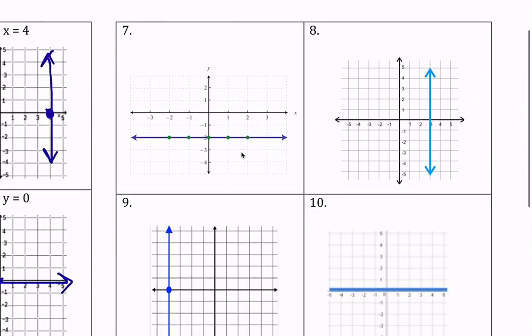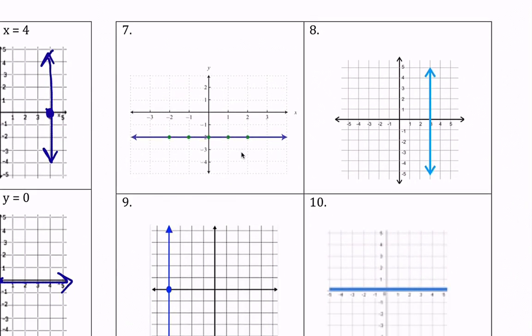Okay, so for problems 7 through 12, what we're going to do is write the equation. On number 7, I see a horizontal line, so I'm going to write HOY. So if I'm writing that equation, I'm going to write y equals, and then I have to look at where it crosses the y-axis. It crosses at -2, so I know my equation is y equals -2.